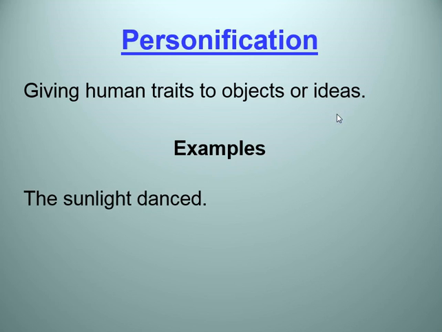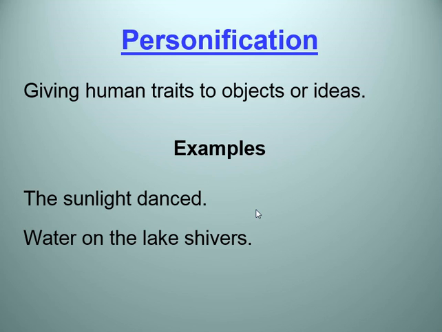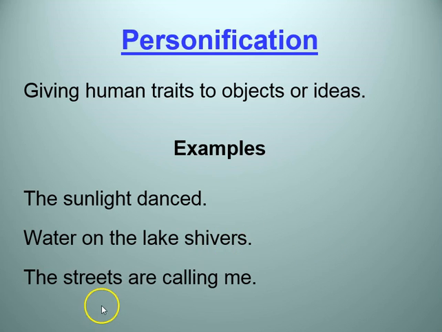So here's some examples. The sunlight danced. The thing or the object is sunlight, and it's saying that it danced. Well, humans dance, but sunlight can't, so it's personifying sunlight. Water on the lake shivers. So it's saying that the water that's on the lake is shivering, giving it that human trait. The streets are calling me. They're not literally calling you, but it's saying that you're being drawn to the streets.